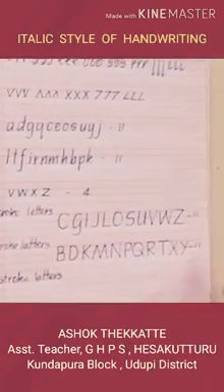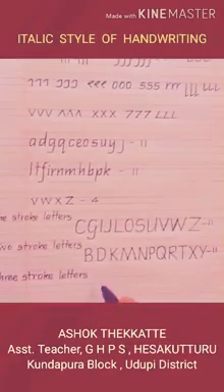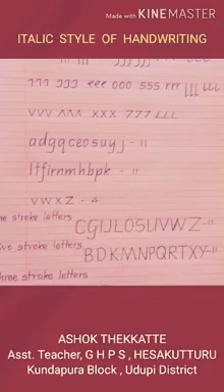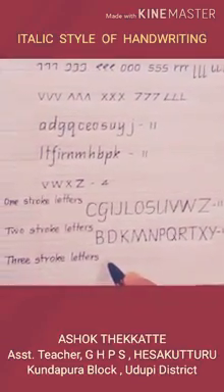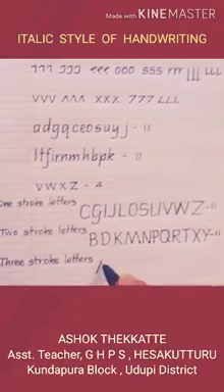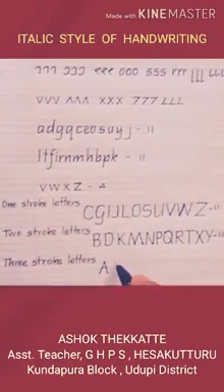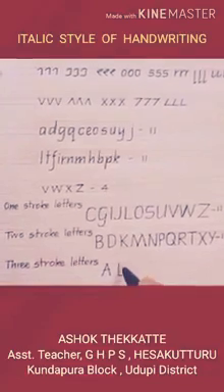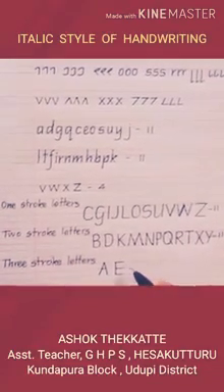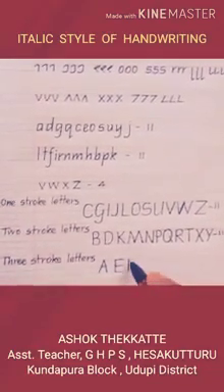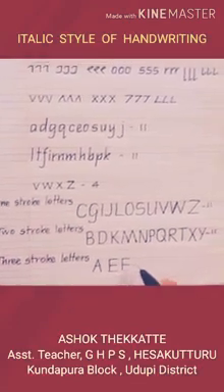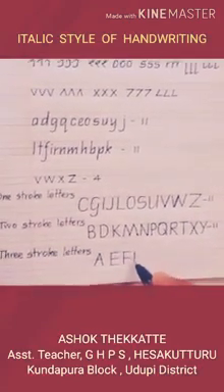Here, the last set of letters are 3-stroke letters. The first 3-stroke letter is A, E, F, and the last letter is H.